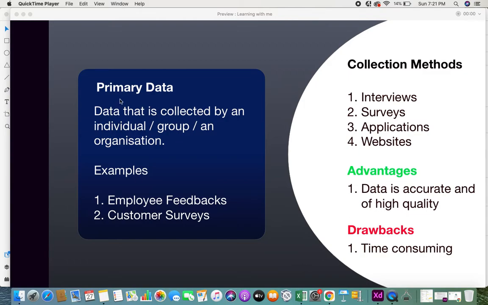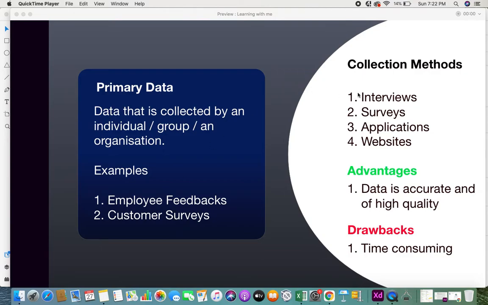The very first type of data is called primary data. This data is collected by an individual or group or an organization directly. Now let me give you an example. Examples are employee feedback and customer surveys. In an organization, if the HR department wants to take up some employee feedback, it's directly given to the employees, and the feedback is collected. It's not going into the hands of anyone else, or no one else is collecting and giving back this data to the HR team. It's a direct interaction with the audience, and the data is collected. So this is called primary data.